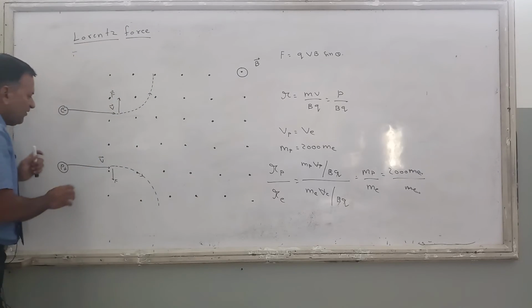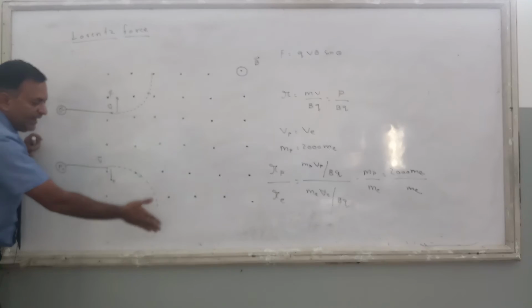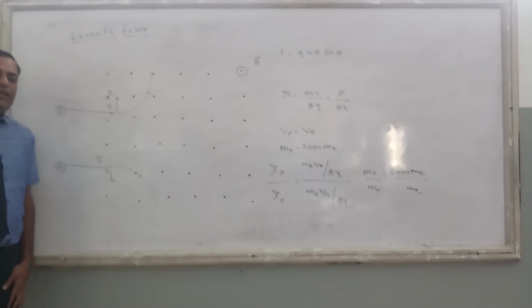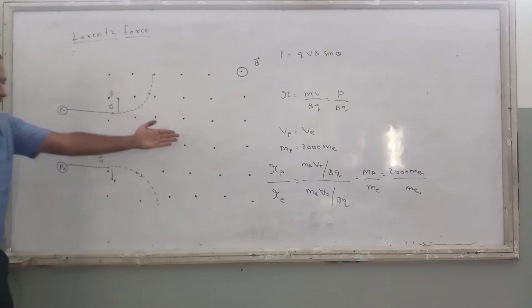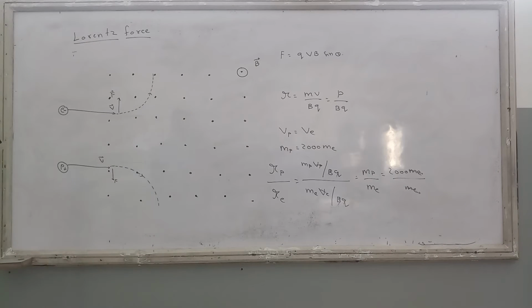Yani ke if proton covers a circular path, its radius will be this big radius, and the radius of electron will be very small, chota sa circular path, because their radii have a lot of difference in their magnitude.